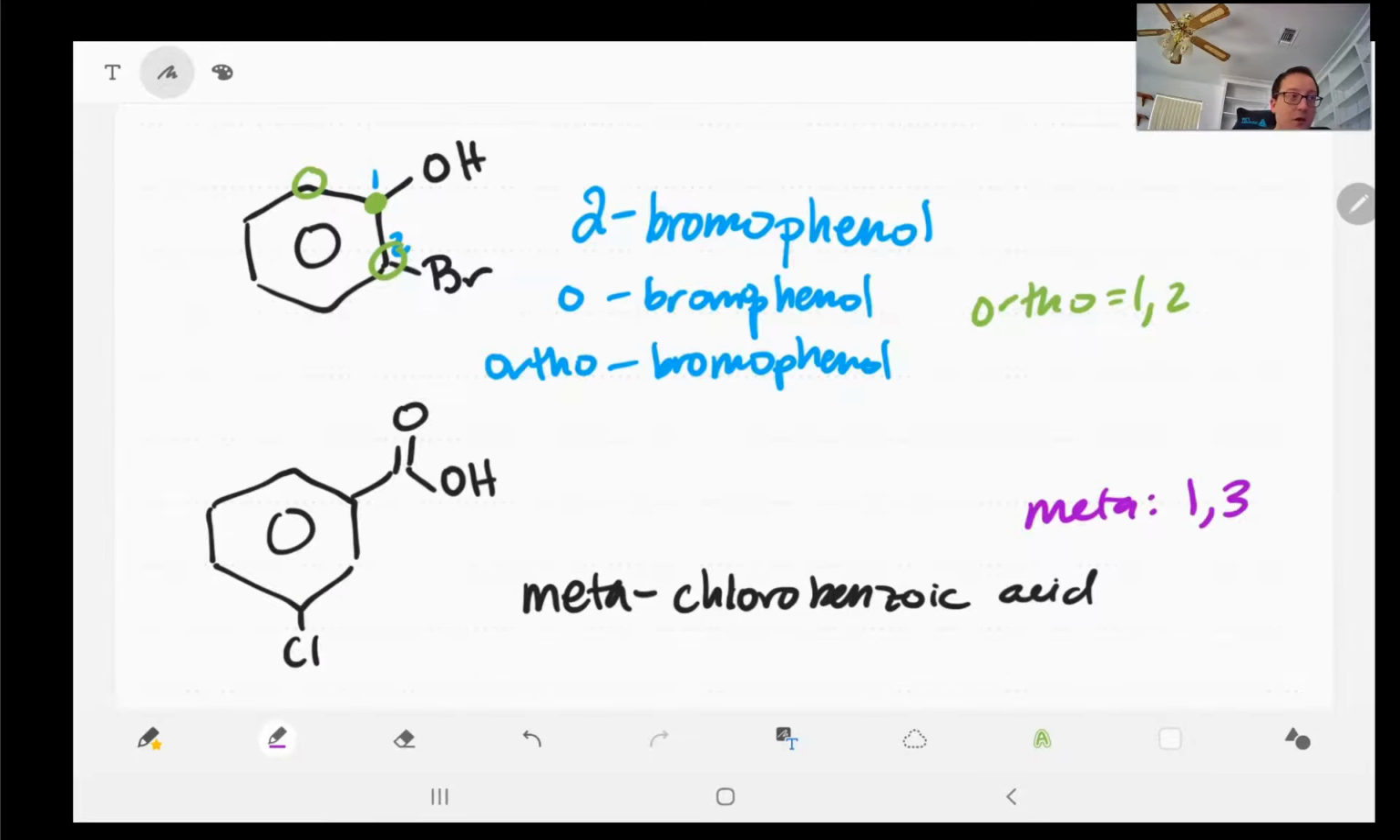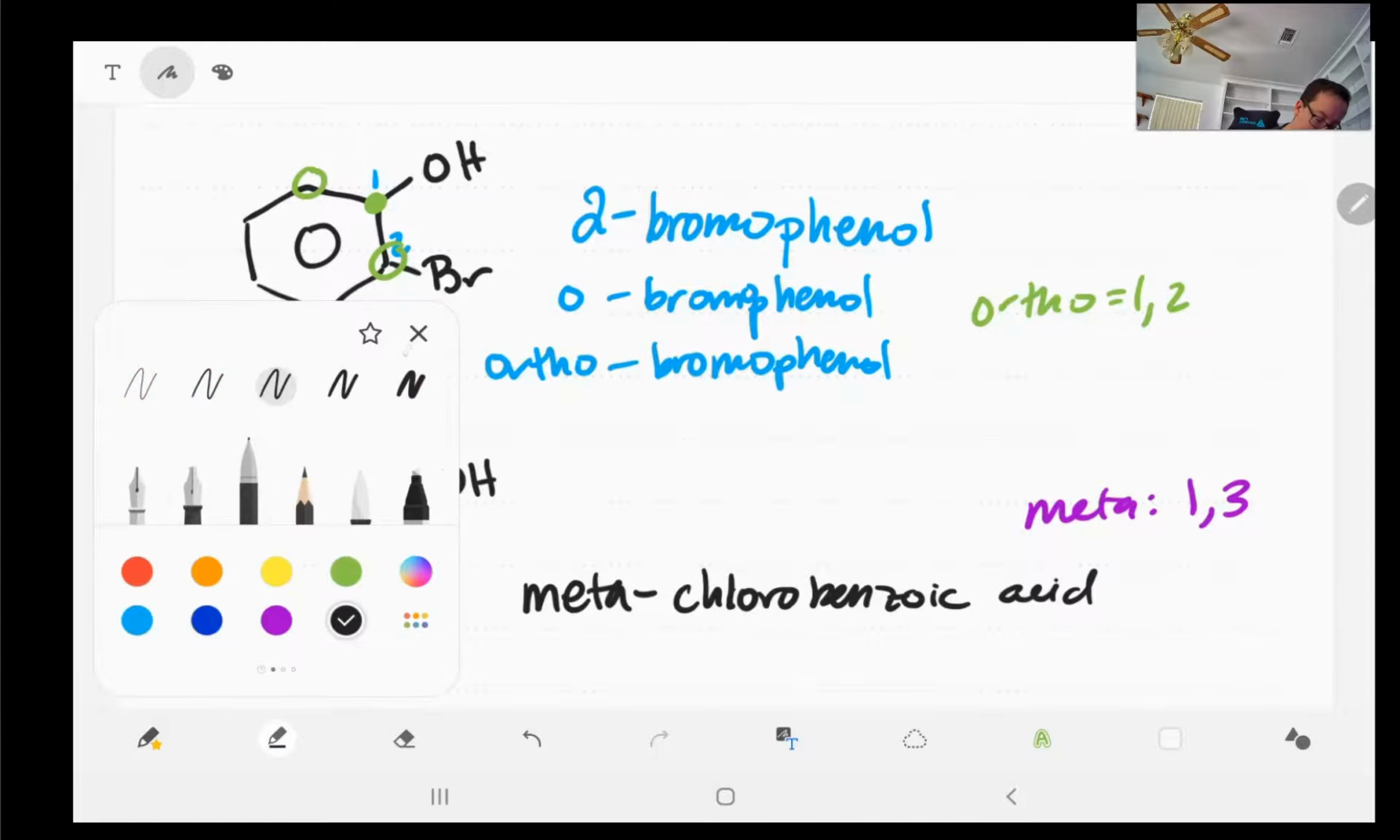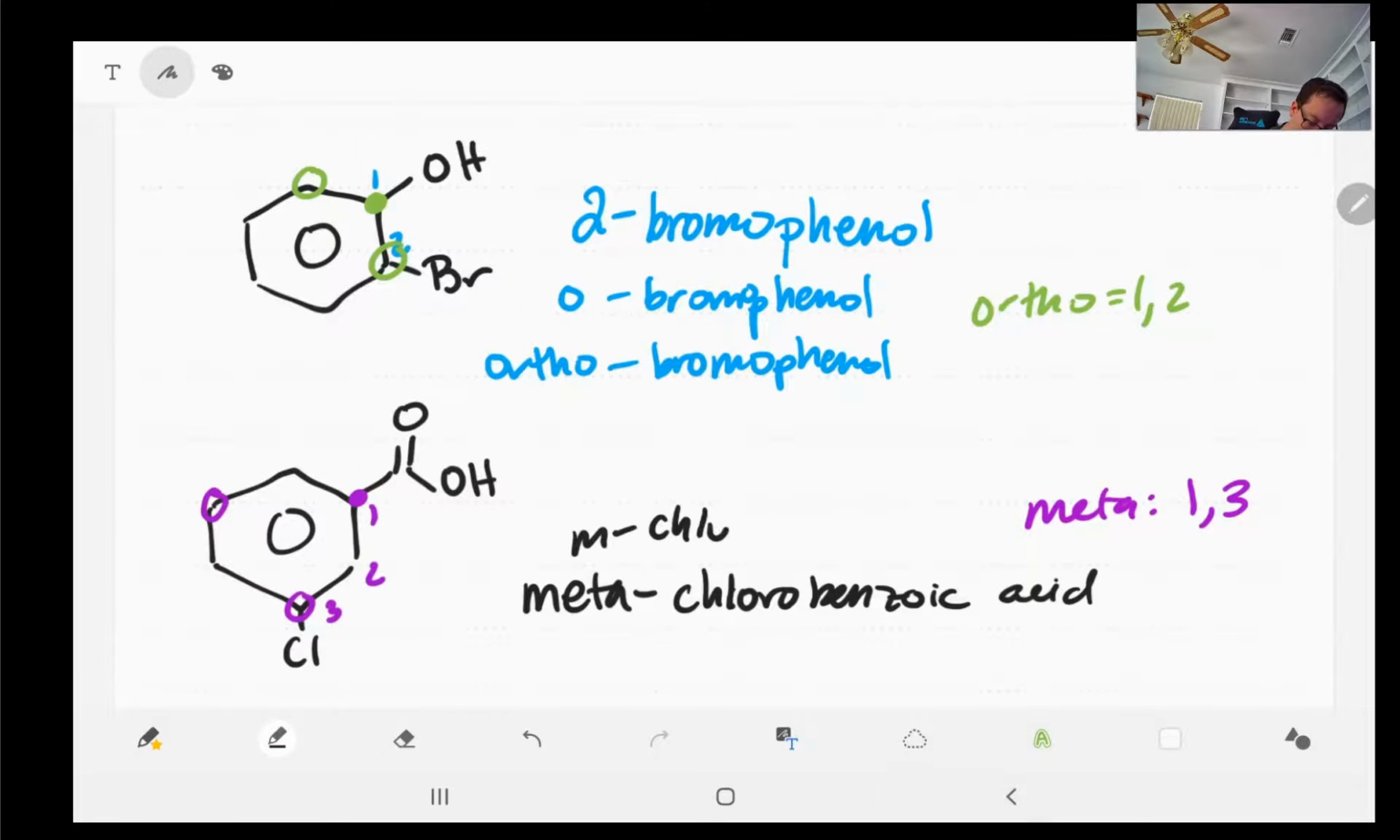The meta position is something at 1 or 3. So here is your main carbon. These are your meta positions. So relative to your carbon of interest, a meta is a 1-3 relationship. So 1, 2, 3. 2 carbons away. So 1 and 3. We could abbreviate this then. m-chlorobenzoic acid. Oh, it is chloro. I thought it was bromo for a sec. Or we could be very good and do our locator numbers. Sorry, 3-chlorobenzoic acid.